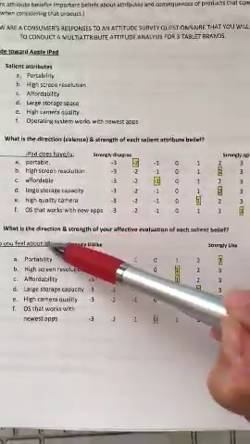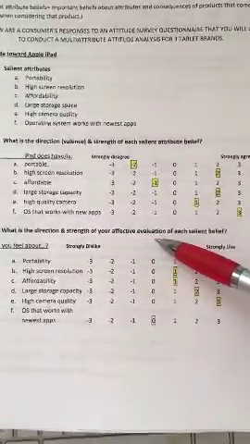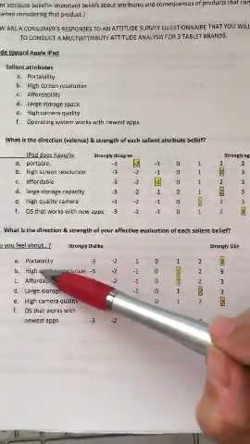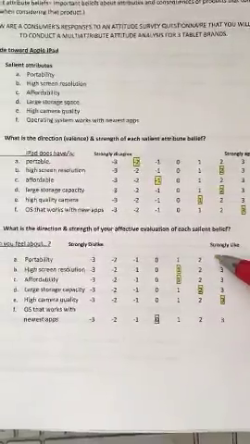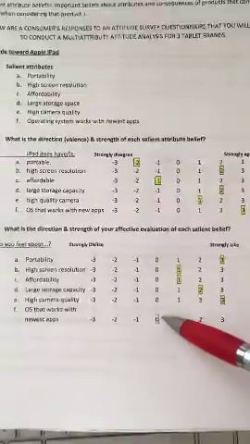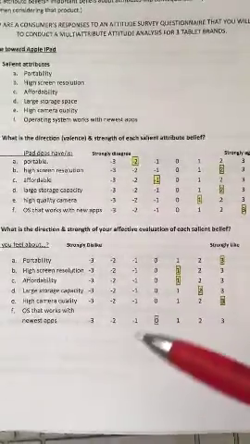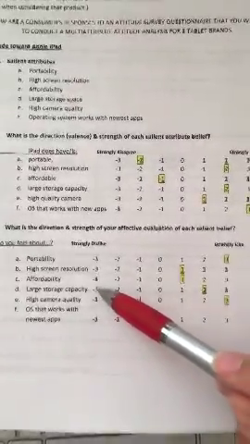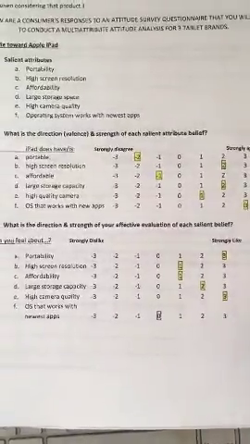Over here we have the ratings for the evaluations, the feelings about each attribute belief. So portability, how much do they like it or dislike it? +3, that's strong positive feelings. A 0 would be no feelings at all. That would be what we'd call a non-salient attribute. We don't really have anything over here, but if there were any negative ratings, that would indicate that there's a negative evaluation about that attribute.